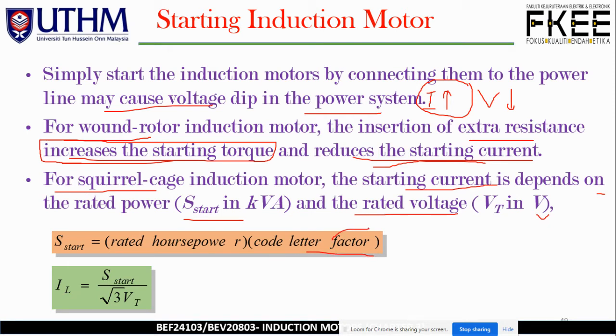The code letter factor is decided by the factory itself, or by NEMA, the National Electrical Manufacturers Association, that standardizes the manufacturing of the machine, and each machine has been categorized into several code letters, namely A, B, C up to V, and we will see this in more detail in the following slides. However, this is the formula for IL. We want to know the value of IL if we have the rated power S start and also the terminal voltage Vt multiplied by square root 3. The S start is from the rated power, and remember to multiply with the code letter factor of the motor.